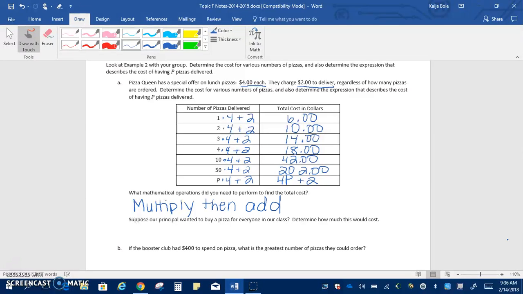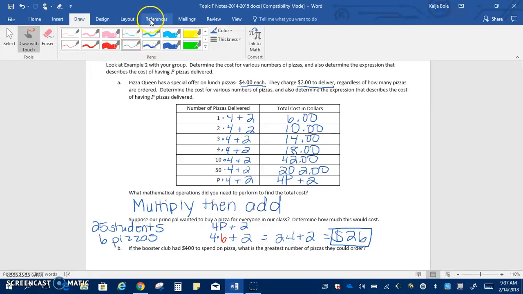Alright. The next part says, suppose our principal wanted to buy a pizza for everyone in our class, determine how much it would cost. So let's say that there's 25 students. Okay, so let's say we need 6 pizzas. So we're going to take our expression, 4p plus 2. Now we need to plug in the number of pizzas. So 4 times our 6 pizzas, then plus 2. 4 times 6 is 24, plus 2 will give us a $26 total.